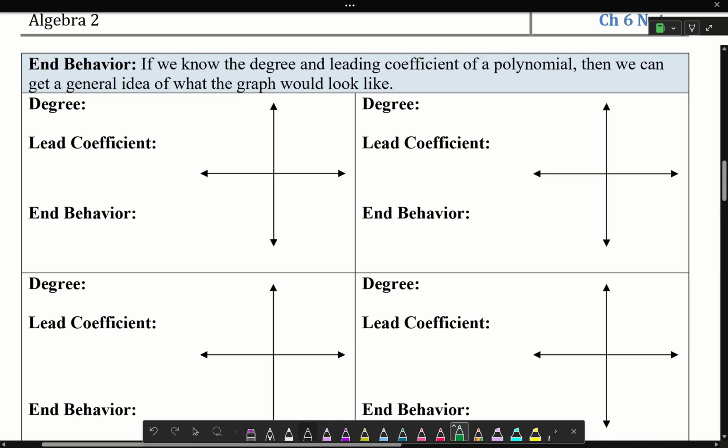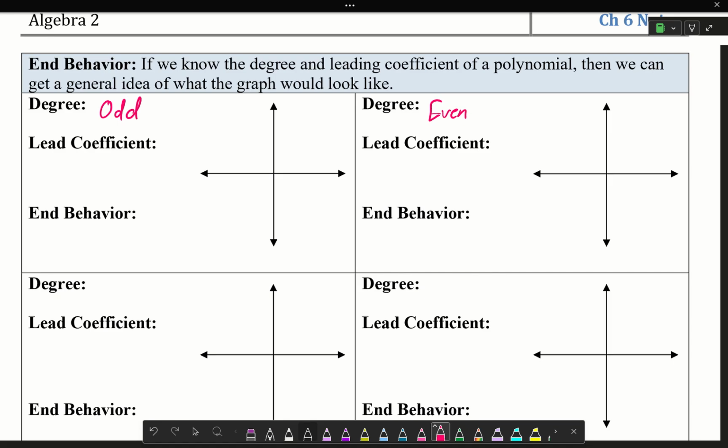End behavior. If we know the degree and the leading coefficient of a polynomial, then we can get a general idea of what the graph would look like. Basically we can predict end behavior and do a pretty simple sketch of the graph just based on the degree and the leading coefficient. So what we're really looking for is whether the degree of the polynomial is odd or even.